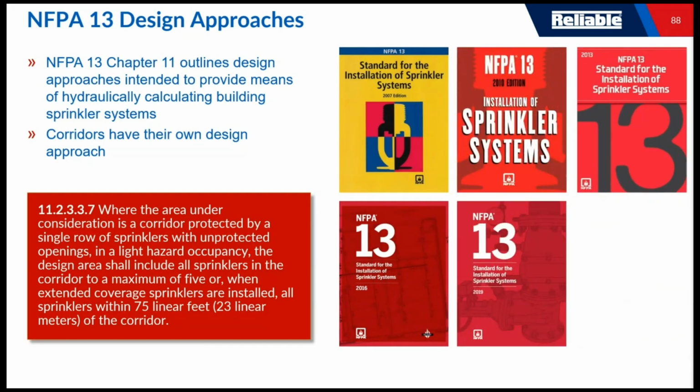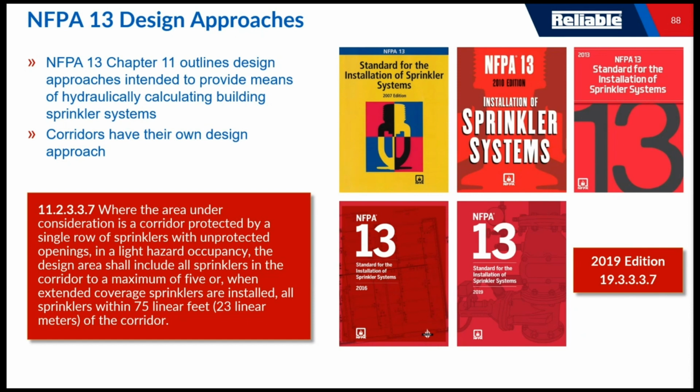So the nice part about this too is that it helps us out with our hydraulics. When we think about corridors, NFPA has some special guidance to allow us to actually install sprinklers down a corridor and then run a calculation within that corridor. And when you use standard spray sprinklers, the guidance is 5 sprinklers. And when you transition over to extended coverage, because you want to try and eliminate some sprinklers, you would just do 75 linear feet in that corridor.